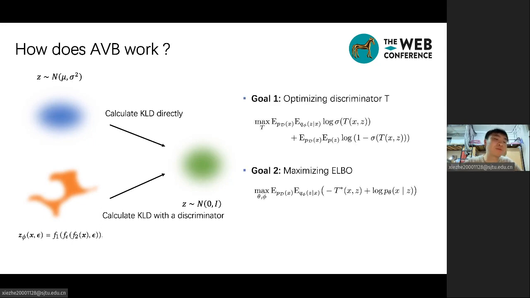Since we don't know the expression of this complex distribution, here we need another discriminator T, which takes X and Z as input and approximates the KL divergence. And the goal of optimizing the discriminator is like this. We can also find that in AVB, when T is optimized, the value of T is exactly the value of the KL divergence between the approximate posterior distribution and the prior distribution. So the goal is like this, which just substitutes the marginal KL term with T. So the goal of AVB is just like this.